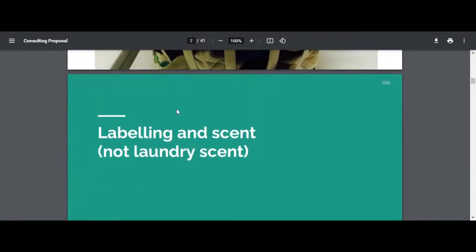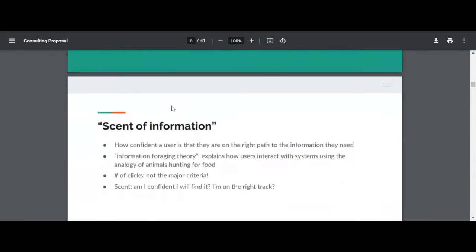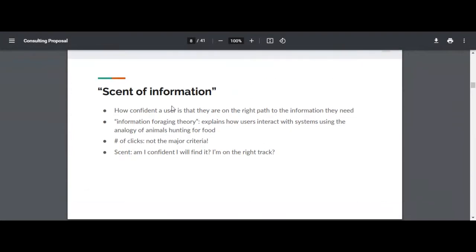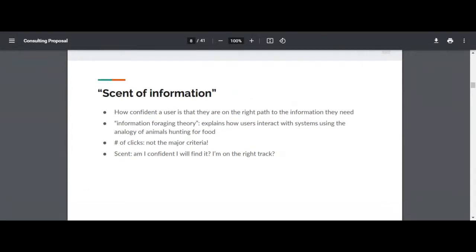But information scent: I've mentioned information scent many times. It is how confident a user is that they are on the right path to the information that they need. And that's really, really key. I mentioned information scent when we were discussing the fact that 50% and more of people will come to your site through a landing page, to an inside page. So they'll be on an L2 or L3 or L4 page.